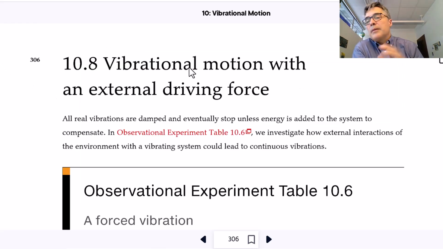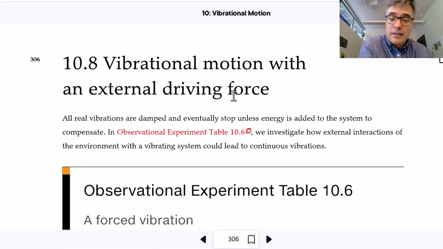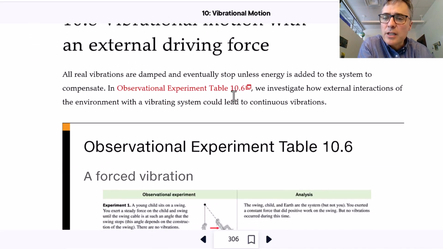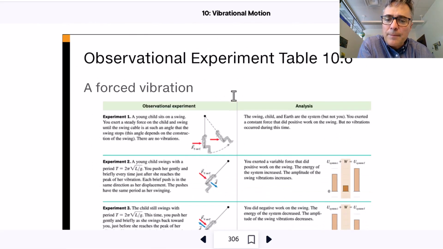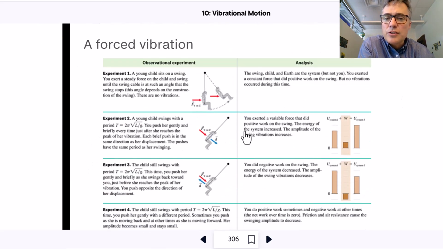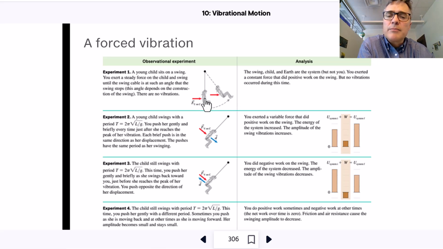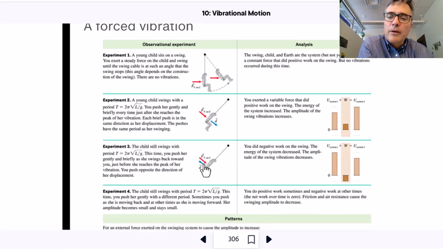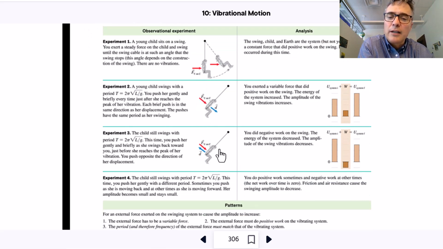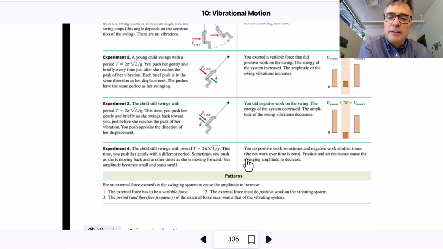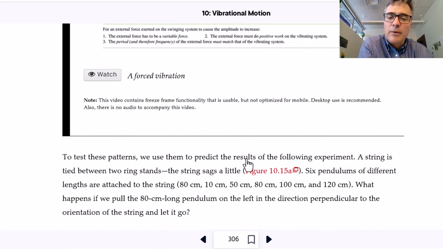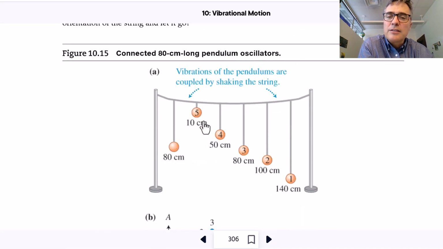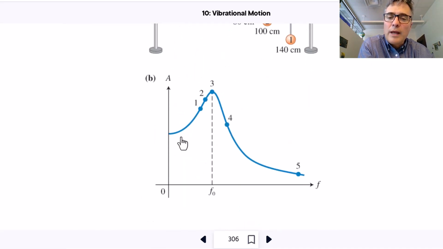Just as damping takes away energy from simple harmonic motion, if you drive it with an external driving force, that can provide energy to it. The last section of this chapter is about forcing a vibration. For example, if you've got someone on a swing, you can push the swing with a periodic force on the child, and you can get it to keep going. Then there's some talk about resonance curves.